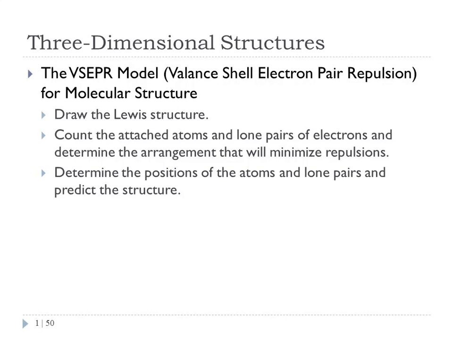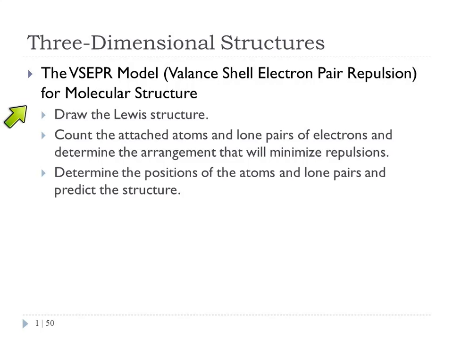Three-dimensional structures. You should have learned about VSEPR theory in Chem 3A, so we're just going to go over it real quickly. Valence shell electron pair repulsion theory is a way of predicting shapes for molecules from the Lewis structures. And it works really well in organic chemistry.